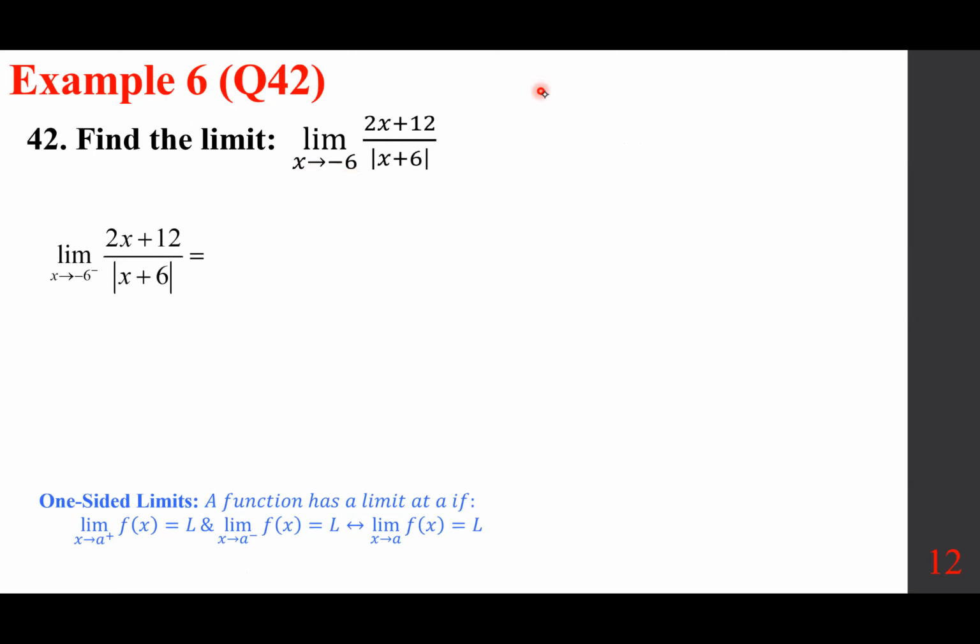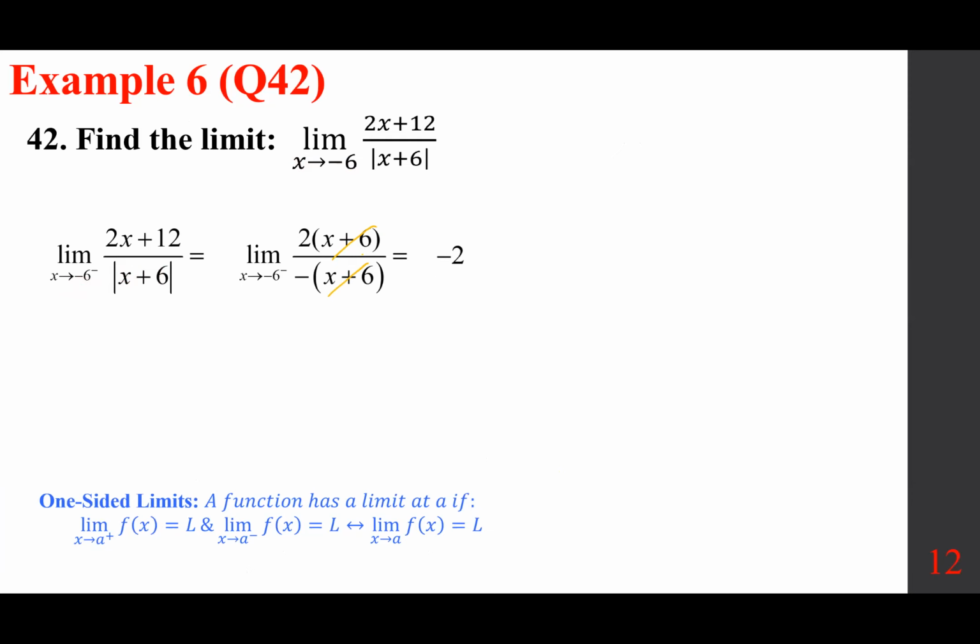So the numerator is 2 times x plus 6. We know that. And when x is from the left of -6, that means it's less than -6. This expression becomes negative. So minus of x plus 6, they cancel each other and they give us -2.